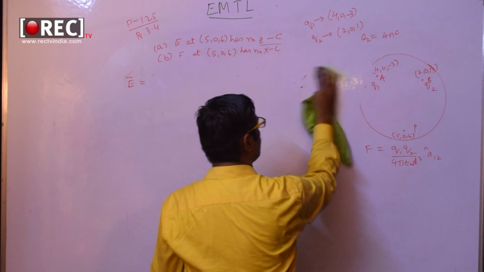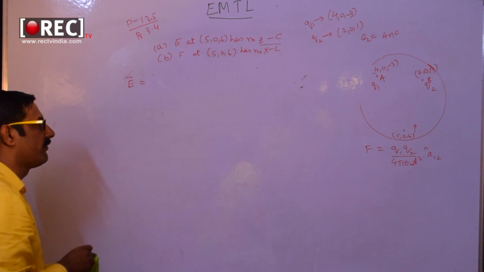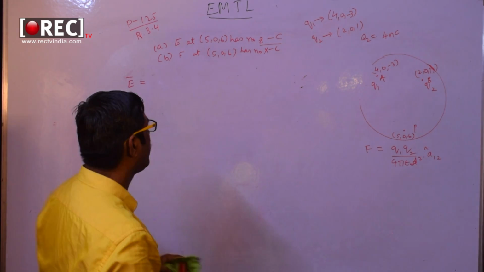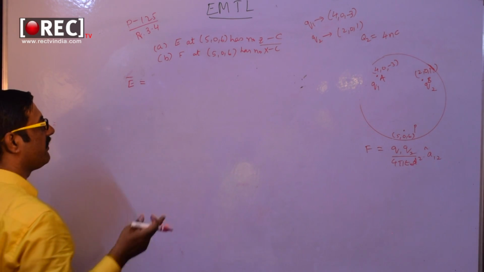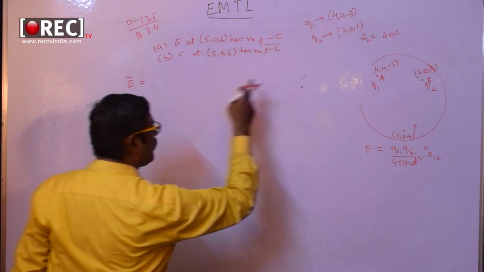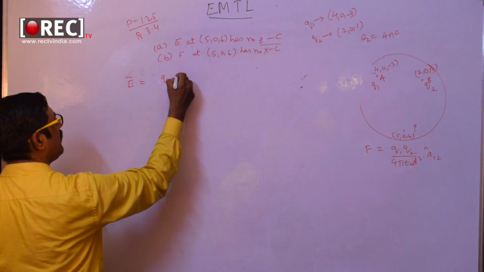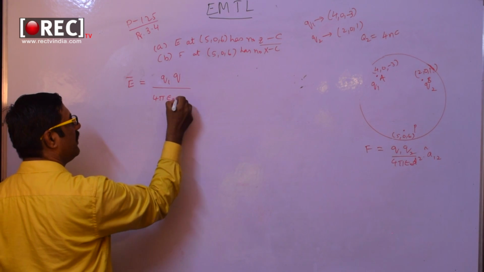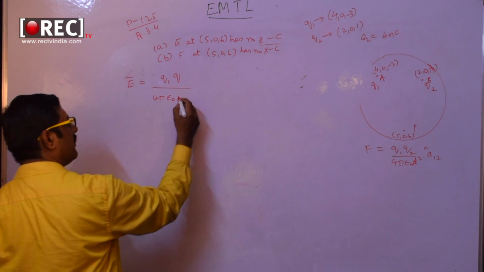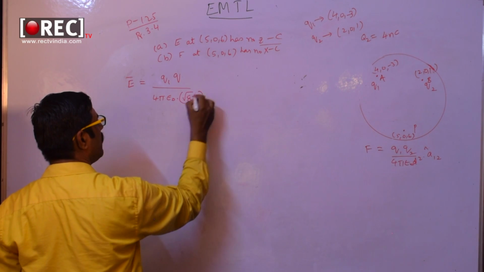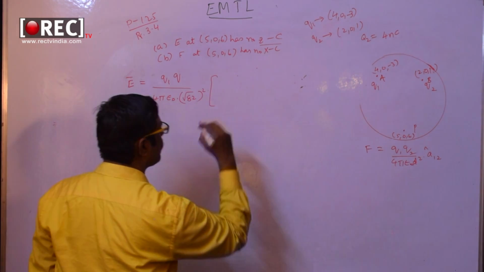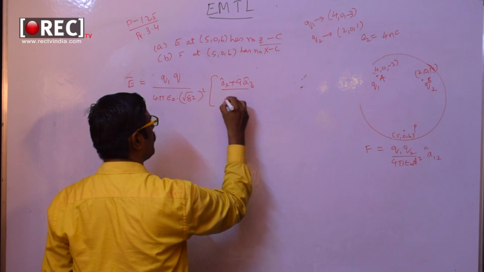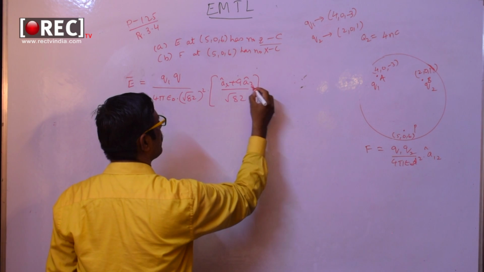If I apply the same formula, what is the first force? Here we need to take a test charge at P. The force between the test charge at P and Q1 is simply Q1 Q divided by 4 pi epsilon naught into root of 82 whole square, which is d square, into of course ax cap plus 9 az cap divided by root 82.